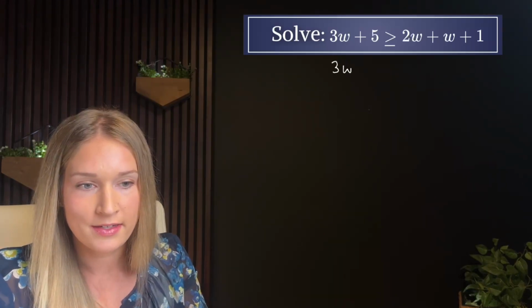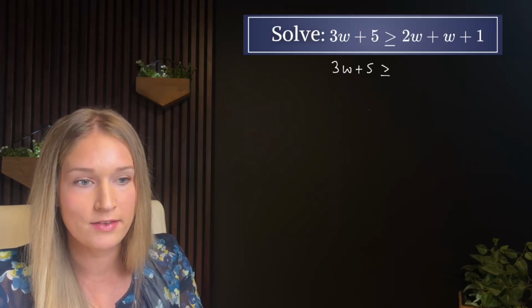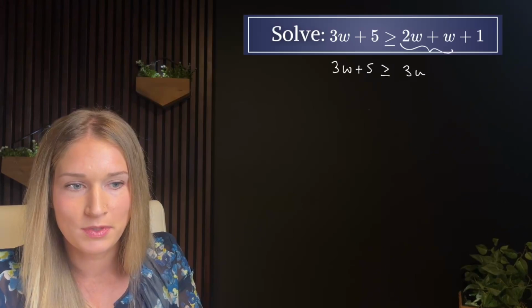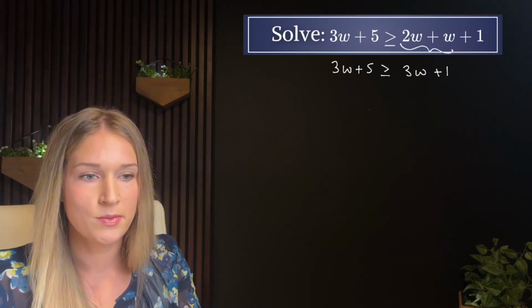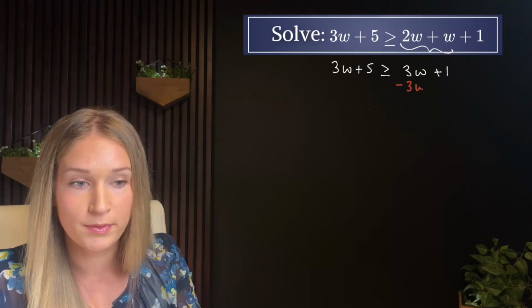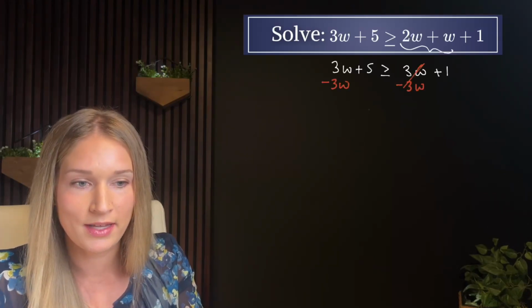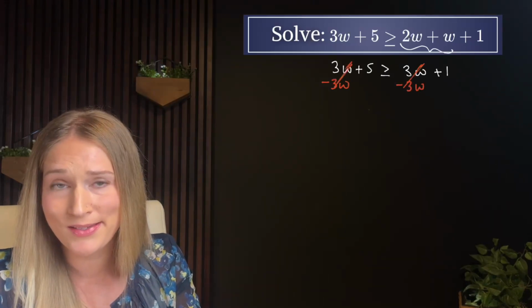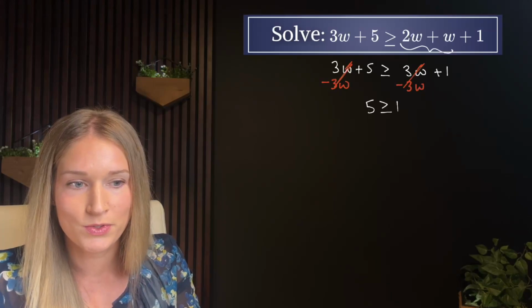On the left side of this one, I can't multiply or add, so I'll just leave it 3w plus 5. But on the right side, I can add the 2w plus w to get 3w plus 1. And then I'll get all my w's together, so I will subtract the whole 3w term from the right side over to the left side. But notice on the left, 3w minus 3w, that cancels as well. So what I'm left with is 5 is greater than or equal to 1.